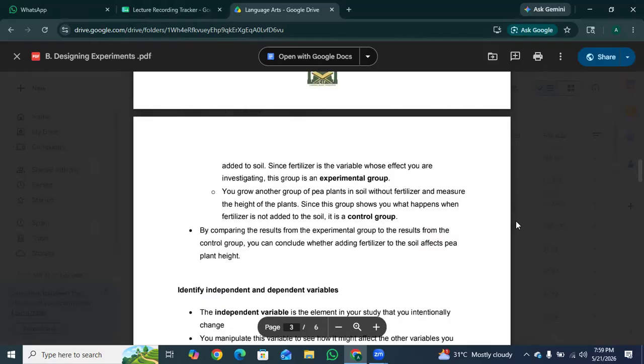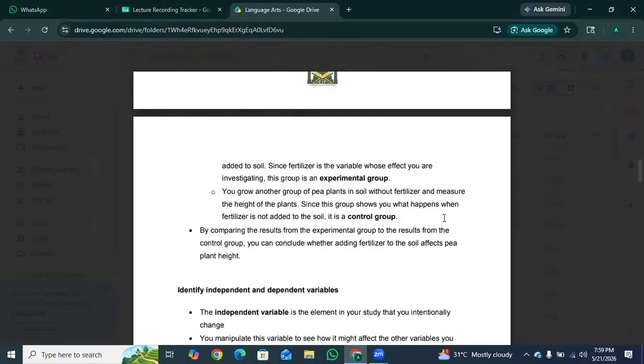By comparing the results from the experimental group to the results from the control group, you can conclude whether adding fertilizer to the soil affects pea plant height. You can easily see if the fertilizer made a difference.